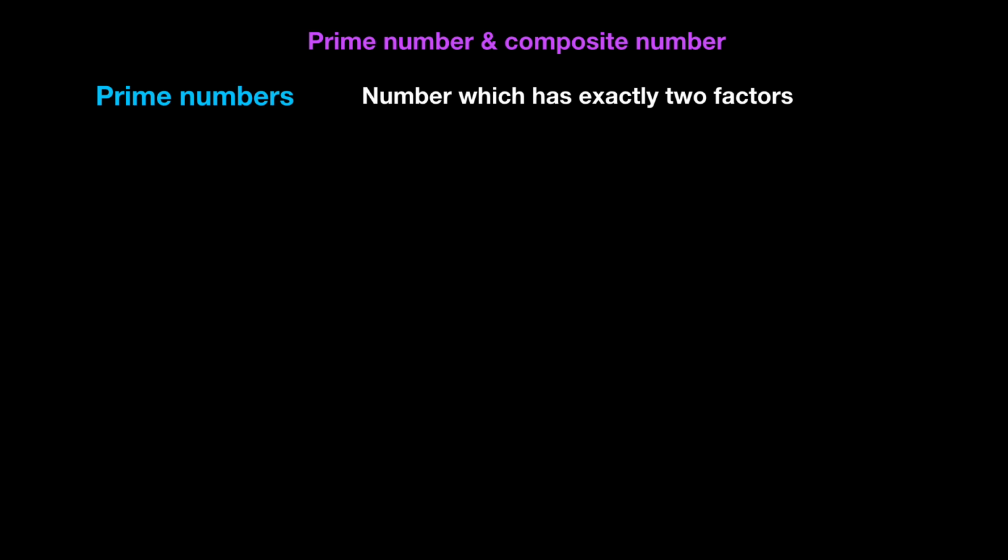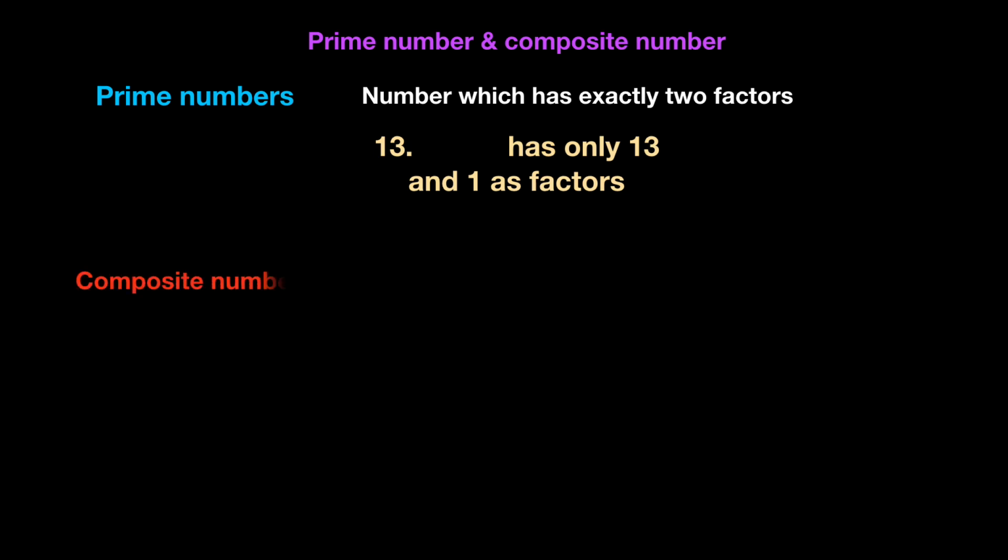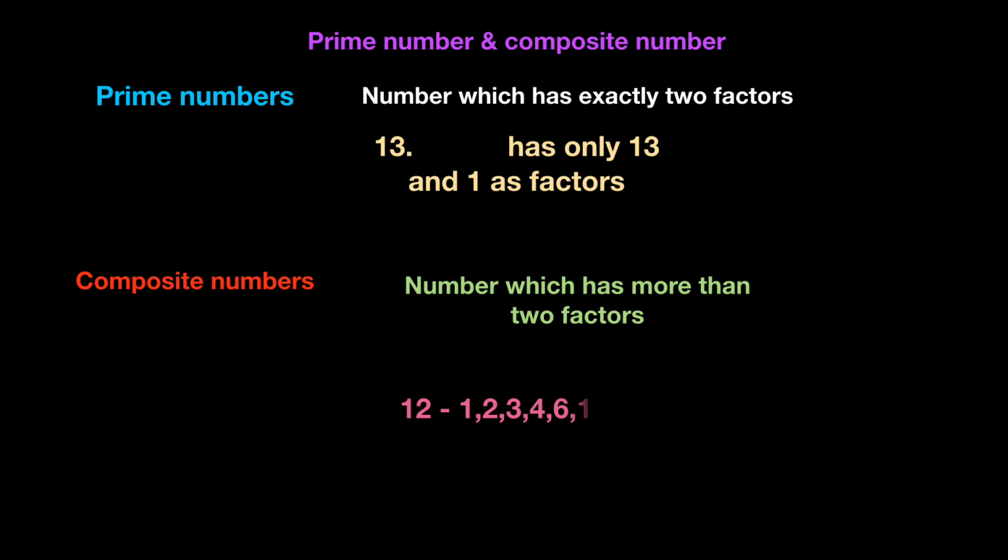What are prime numbers and composite numbers? A prime number is a number which has exactly two factors. For example, 13. 13 has only 13 and 1 as factors. And a composite number is a number which has more than two factors. For example, 12. 12 has 1, 2, 3, 4, 6 and 12 as factors.